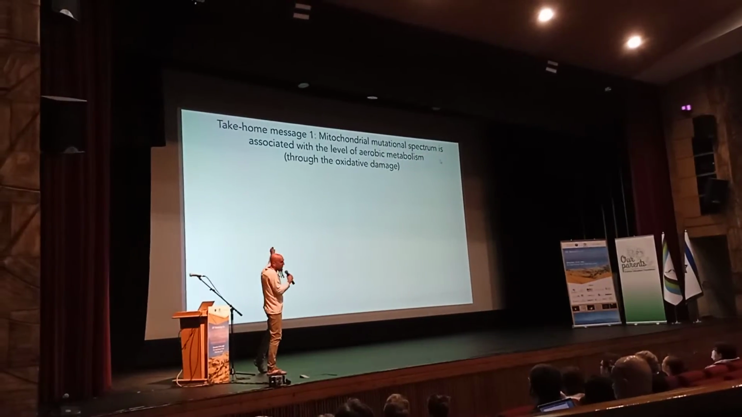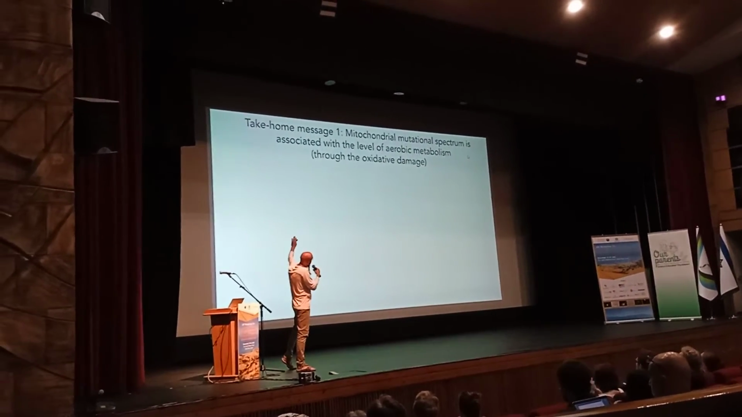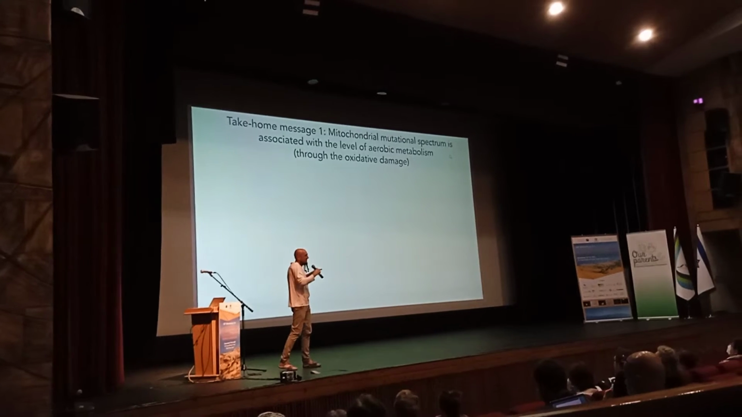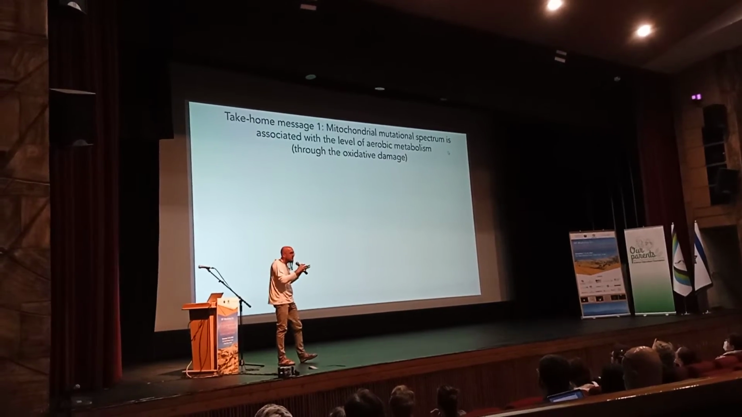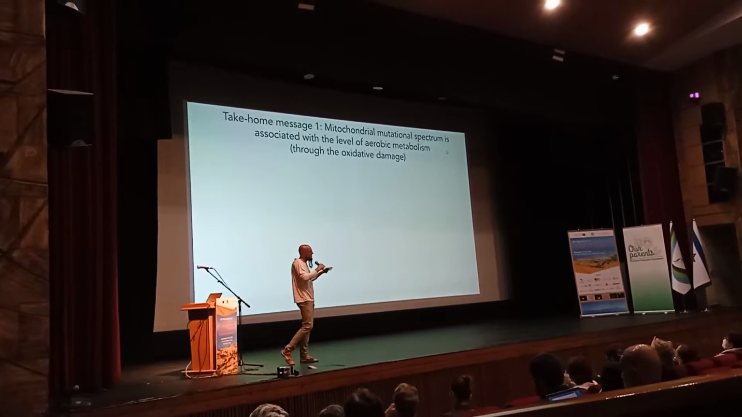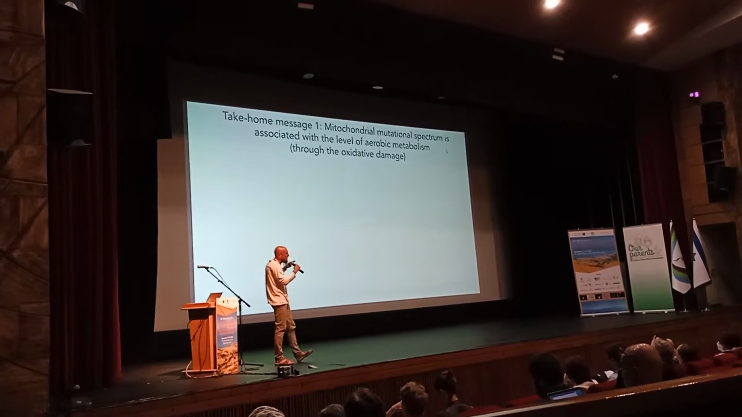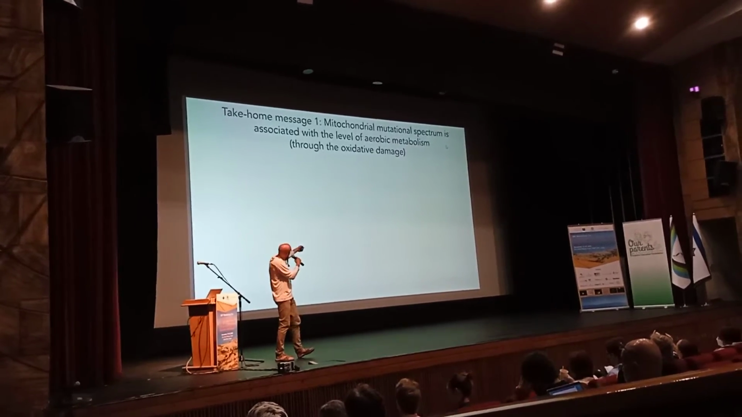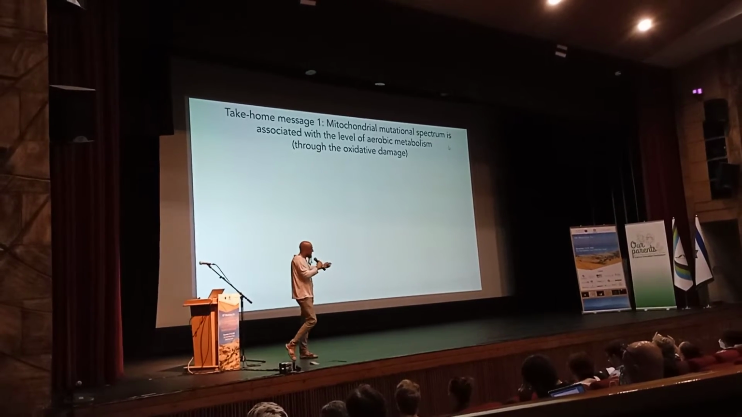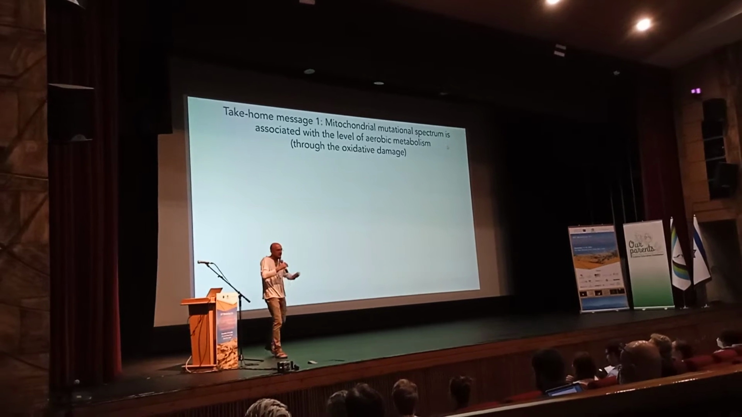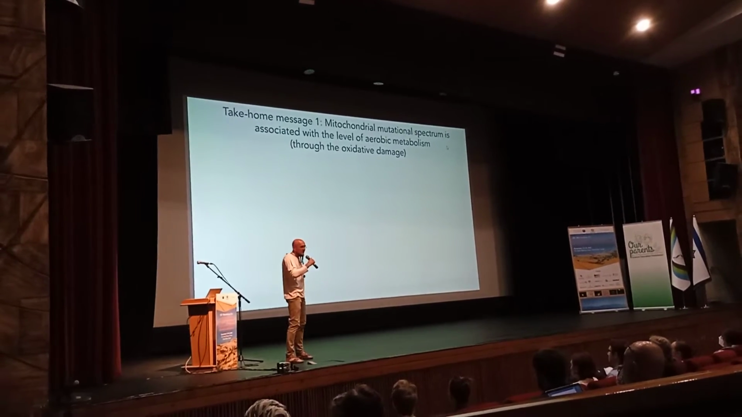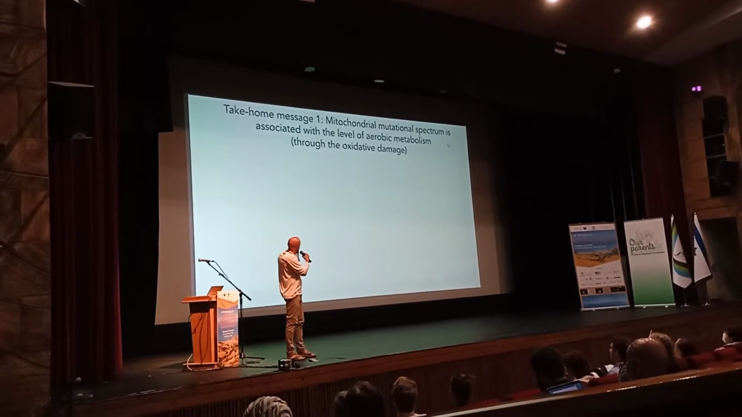Now, take home message 1. Mitochondrial mutation spectrum is not neutral, as it was considered before. It's informative. The little variation between tissues, the little variation between species, they can inform us about the level of aerobic metabolism. And because it's pure bioinformatics, I don't have nice photos or videos, so I can't show you interesting slides. So we decided to draw our results.